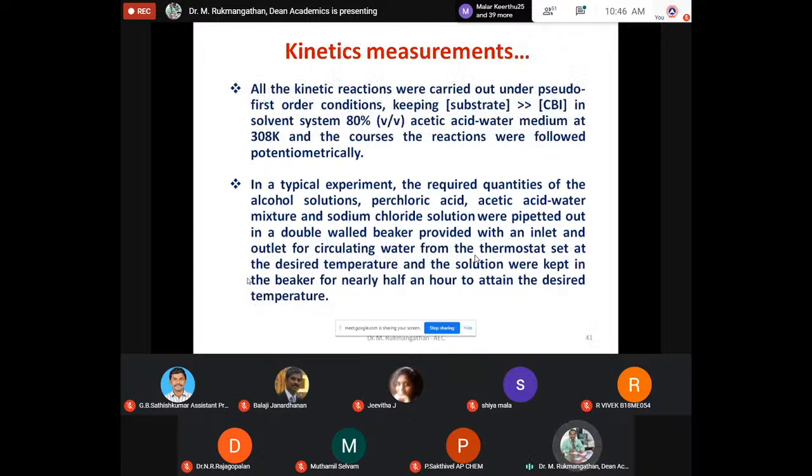All those things I have mentioned here. Here we have to maintain the pseudo first order conditions. That is why we are keeping the concentration of substrate 10 times greater than the concentration of oxidant. Actually, the medium here is 80% acetic acid and water. The operating temperature is 308 Kelvin, 35 degrees Celsius.